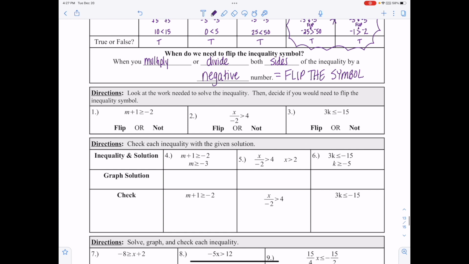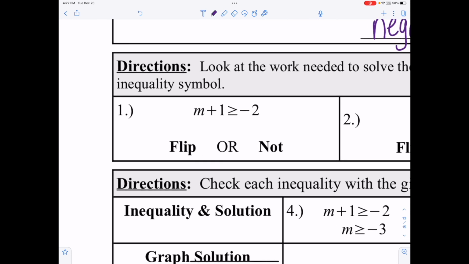All right, let's go ahead and move on now. We're going to test out a couple other things here. So again, remember, adding, subtracting, multiplying or dividing is fine. But if we're multiplying or dividing a negative by a negative, you must change the sign. Okay, let's go ahead and take a look at these.